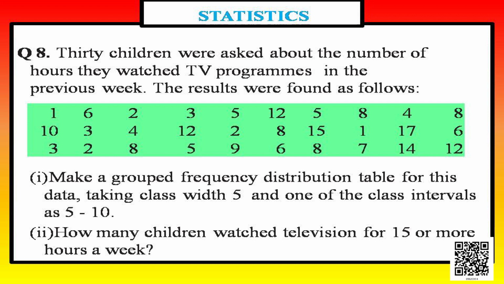Then at the end we have two bits. The first one: make a grouped frequency distribution table for this data, taking class width 5 and one of the class intervals as 5 to 10. Second bit: how many children watched television for 15 or more hours a week? Now let us solve it.